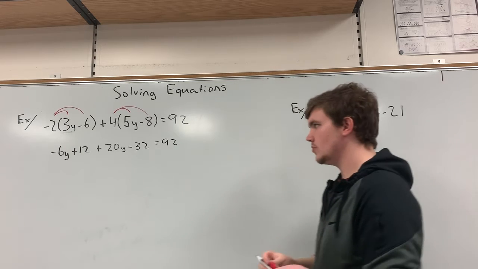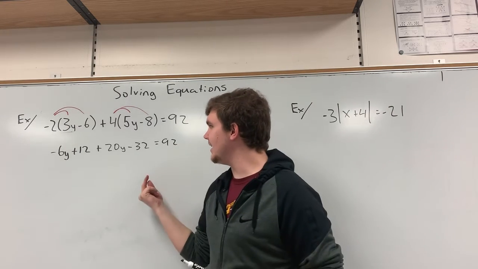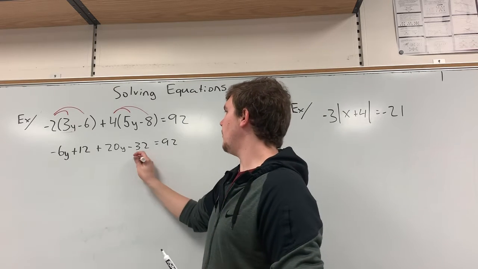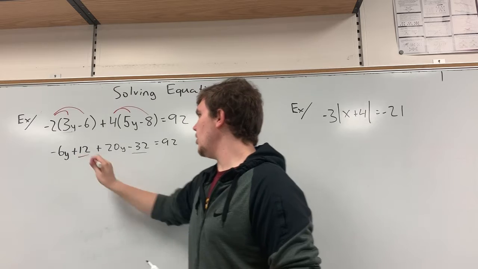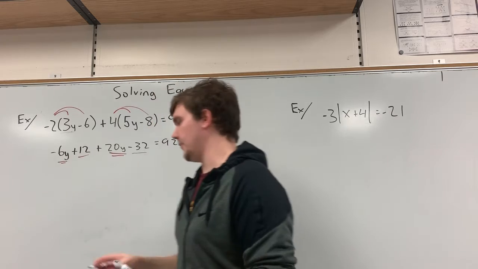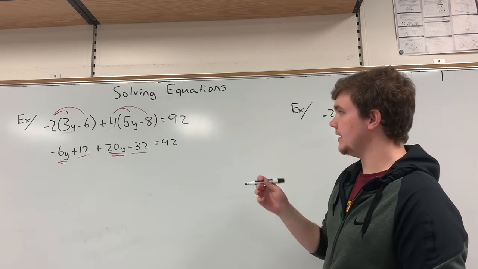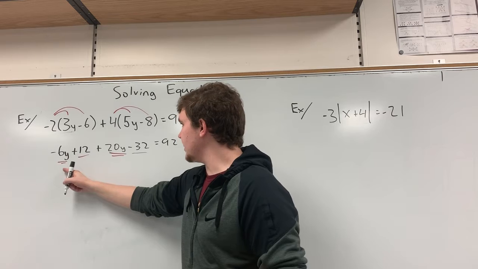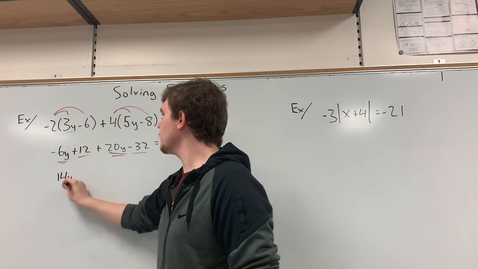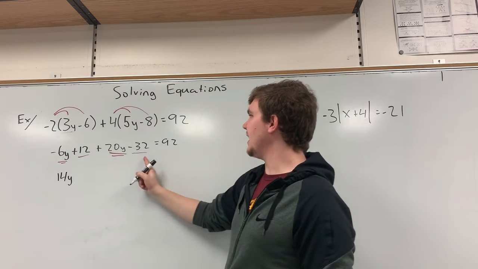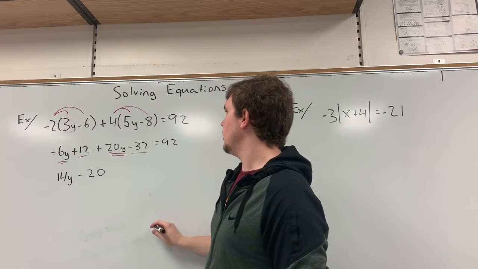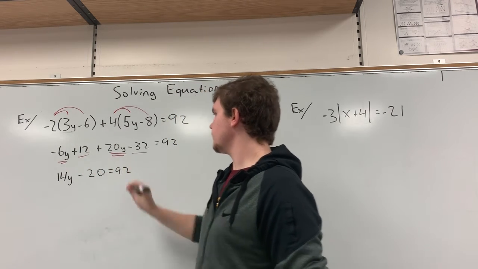92. Okay. And then I see that I can combine some like terms over here. So I'm going to go ahead and combine a -32 and a 12. And I'm also going to combine my 20y and my -6y. Okay. So when I go ahead and combine these two terms, -6y plus 20y, that is 14y. And then a 12 minus 32, that is going to get me a -20. And then that still equals 92.